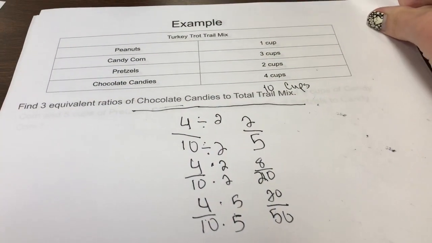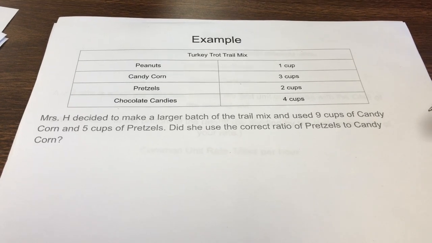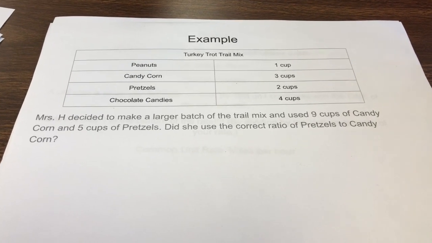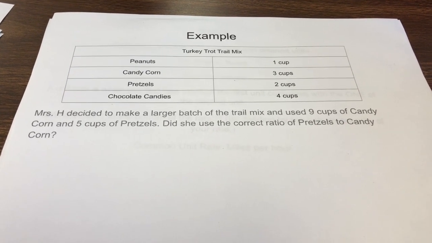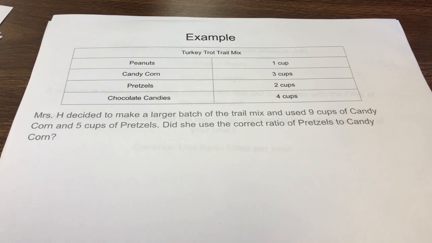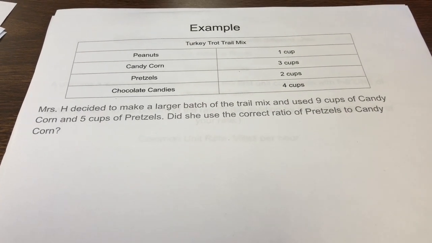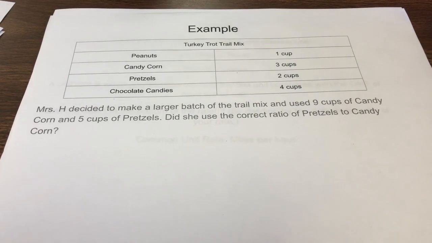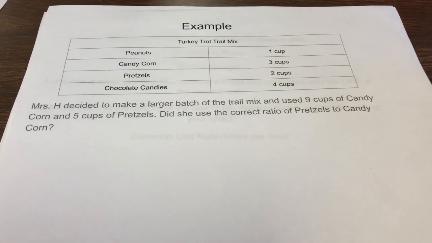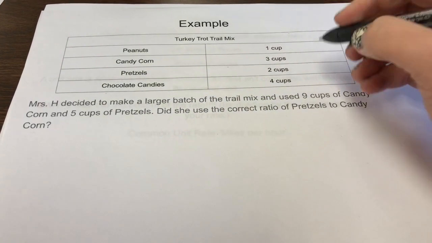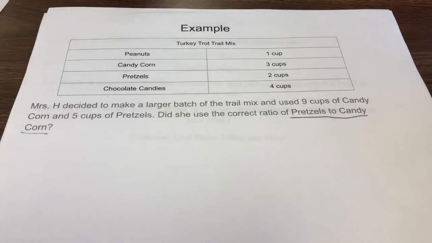We have the turkey trot trail mix again. Miss H decided to make a larger batch of the trail mix and used 9 cups of candy corn and 5 cups of pretzels. Did she use the correct ratio of pretzels to candy corn? What I like to tell my students, set those units up first so that you know that you're putting the same numbers in the correct places. And here it tells you they want the ratio of pretzels to candy corn.